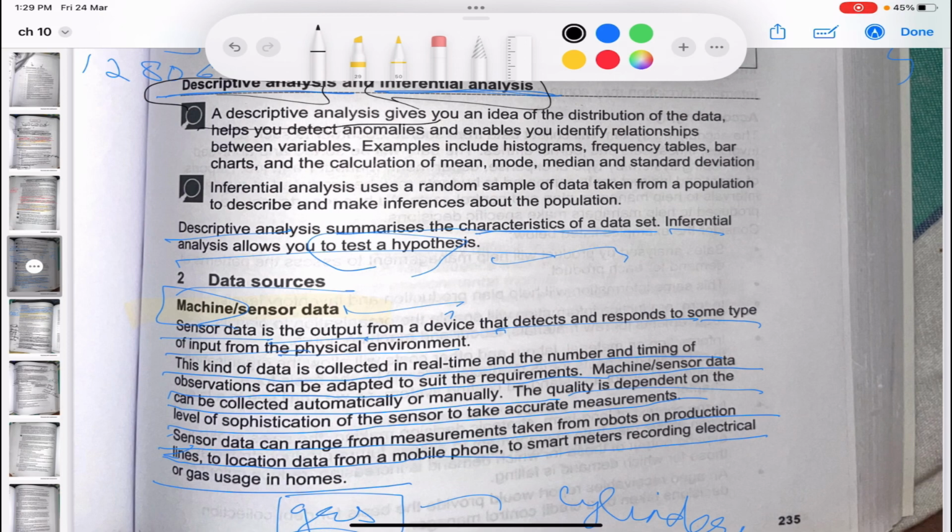A descriptive analysis gives you an idea of the distribution, and so we saw that a descriptive analysis is something like a histogram, frequency tables, etc. Whereas inferential analysis speaks about testing a hypothesis, for example sampling and so on.